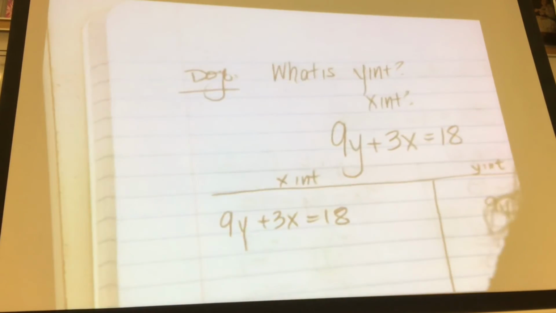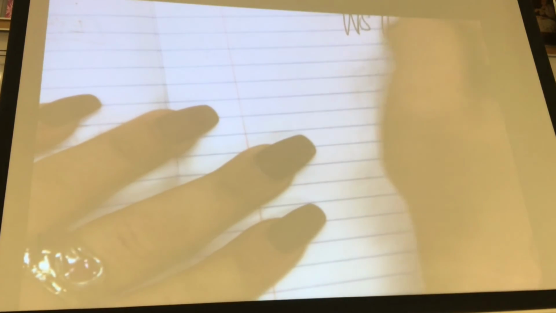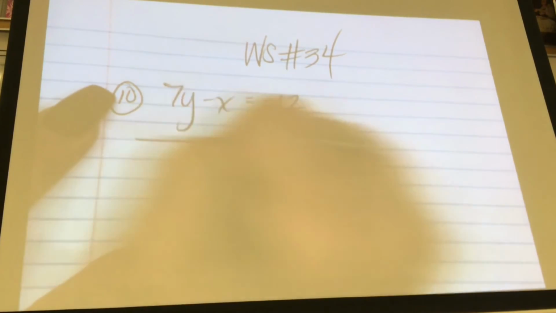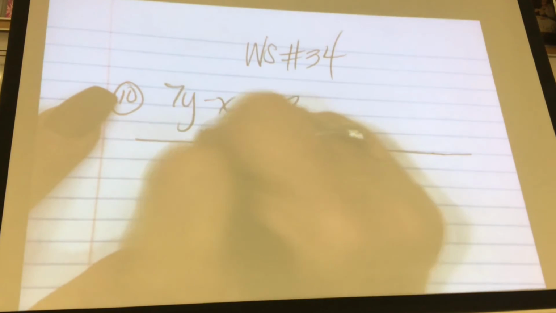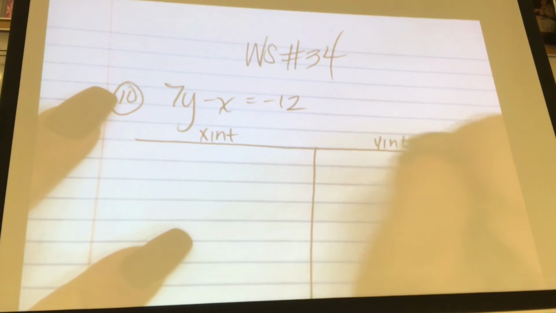I want to start with number 10. Let's do number 10 together. Ready? Let's go. Hurry up before the bell rings. Ready? Title it Worksheet 34. Worksheet 34, number 10 says 7y minus x is equal to negative 12. I'm going to find the 2 intercepts, and then I'm going to graph it on my graph paper. So let's do x-intercept here, y-intercept here.